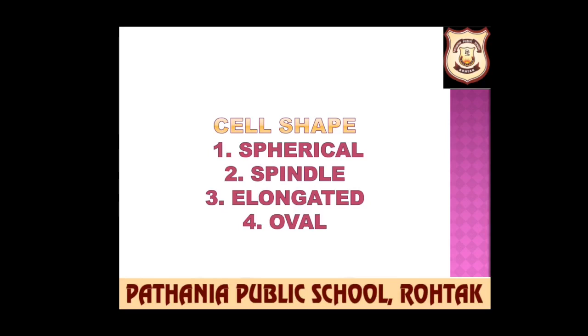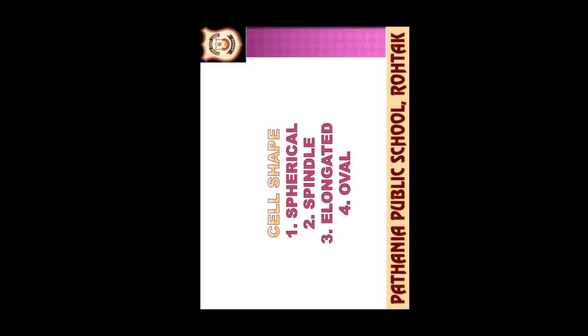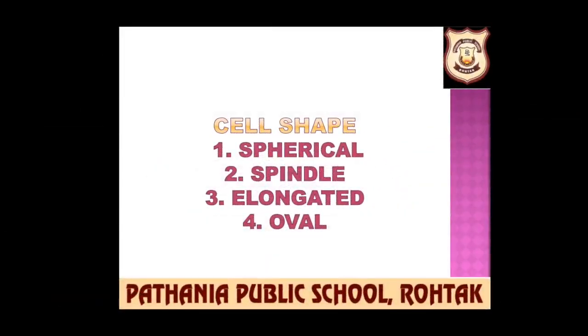So some cells may have definite shape and some cells have ever changing shape. Can you tell me any organism which is having ever changing shape cell? It is amoeba and white blood cells. These cells are having ever changing shape. So the shape of the cell helps in its functioning.